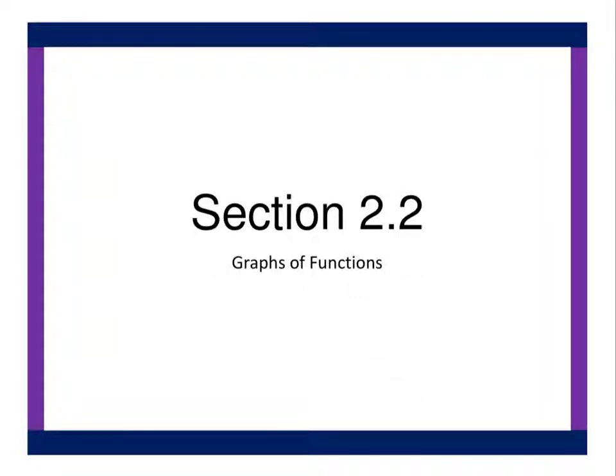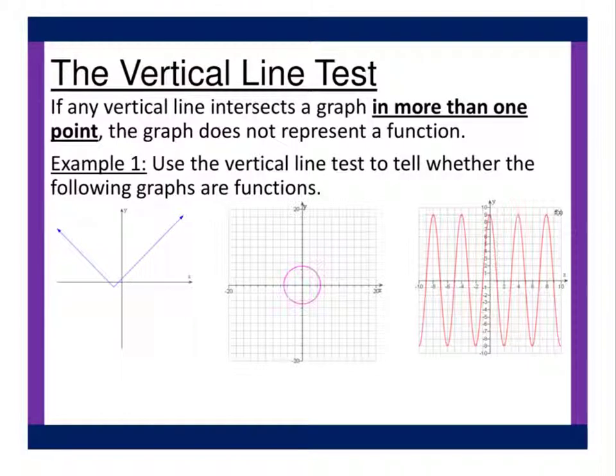Alright, we're going to look at section 2.2, graphs of functions. The first thing we want to look at is the vertical line test. Keep in mind a vertical line is an up and down line, as opposed to a horizontal line which goes from left to right like the horizon. So if any vertical line intersects a graph in more than one point, the graph does not represent a function. That is what the vertical line test says.